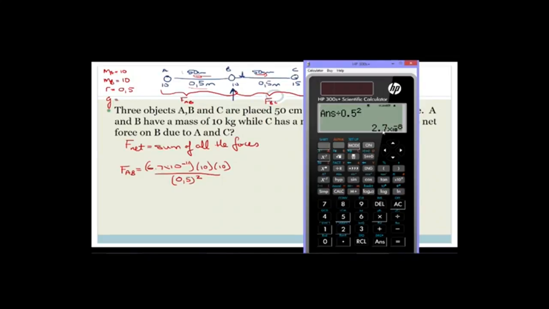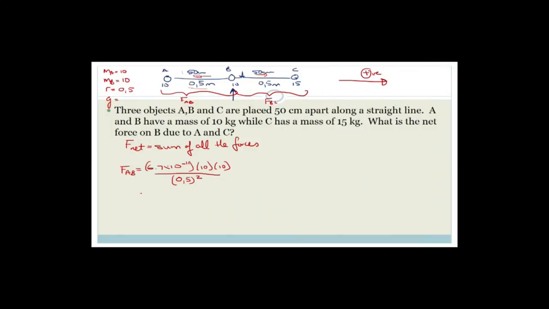But in fact, I actually want 3 because then it'll give me my second decimal place, okay? Because 2 means 2 significant figures. So we're going to go shift, setup, science, and we're going to go 3. There you go. So it becomes 2.68 times 10 to the negative 8. So the force is 2.68 times 10 to the negative 8. And that is the force that B feels towards A. So that is the force of attraction B is feeling towards A, right? So that is to the left. Okay. Force of A on B.